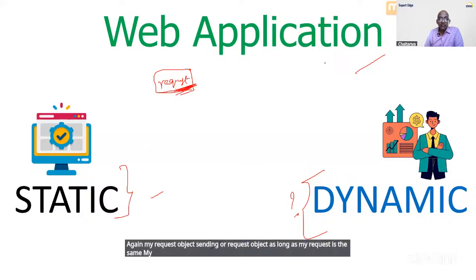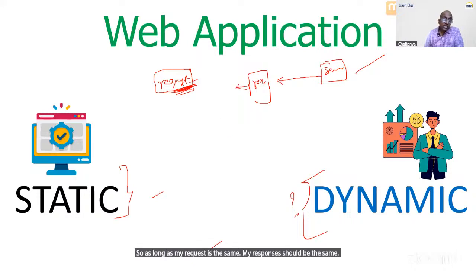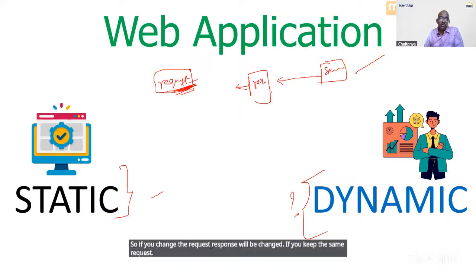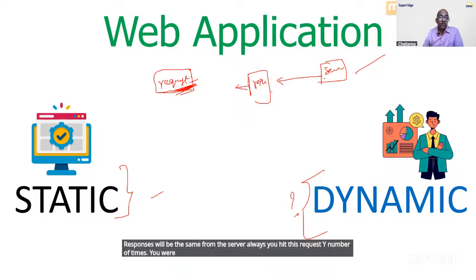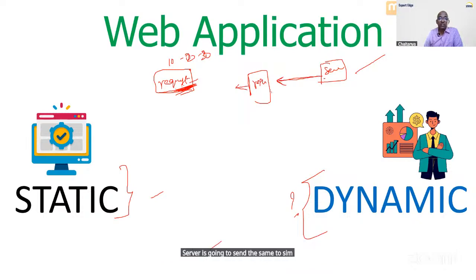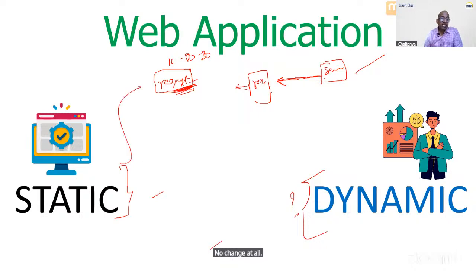my server also sends the same response. So as long as my request is the same, my response should also be the same. If you change the request, the response will change. If you keep the same request, the response will also be the same from the server always. If you ask for this request 10 times, 20 times, 30 times, however many times, the server is going to send exactly the same response. There is no change at all. This is what we call static websites.